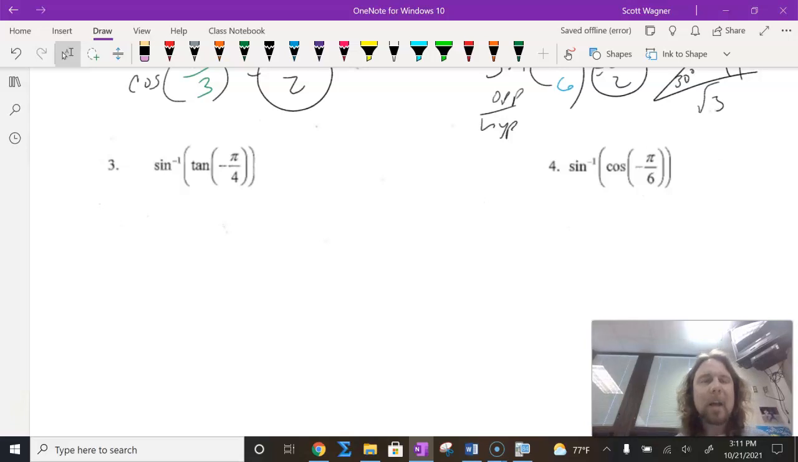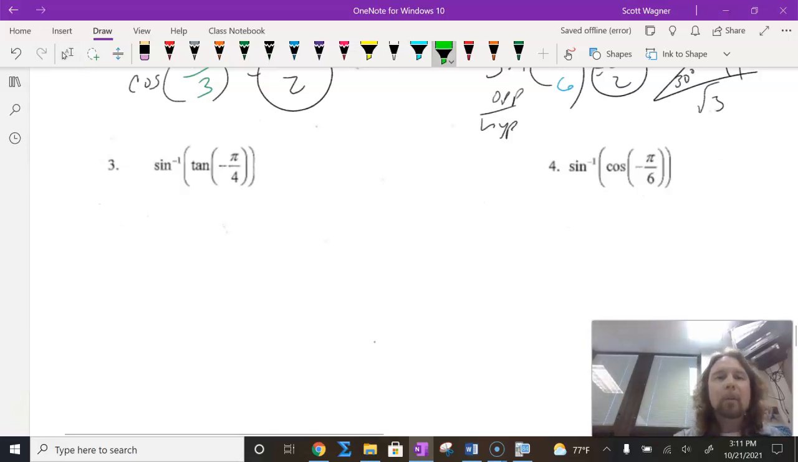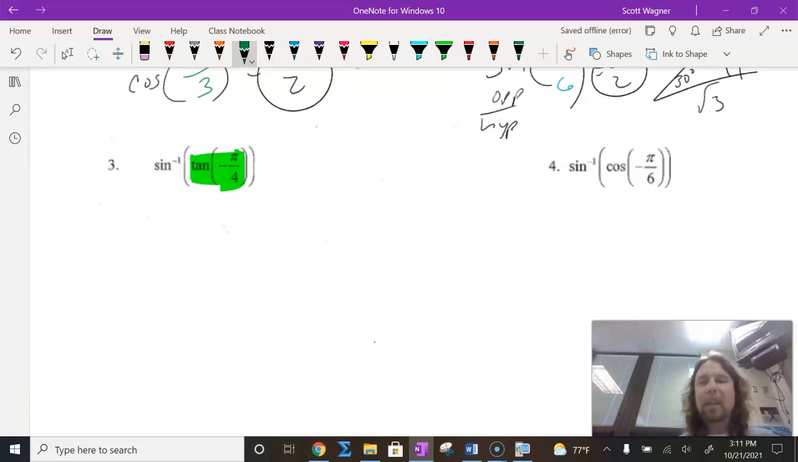The inverse sine of the tangent of negative pi over 4. So we work in the middle to begin with, the tangent of negative pi over 4. I'm thinking, what specifically is that ratio? I'm not coming up with an angle because I have an angle, negative pi over 4. So I have to figure out what exactly is the tangent of negative pi over 4.